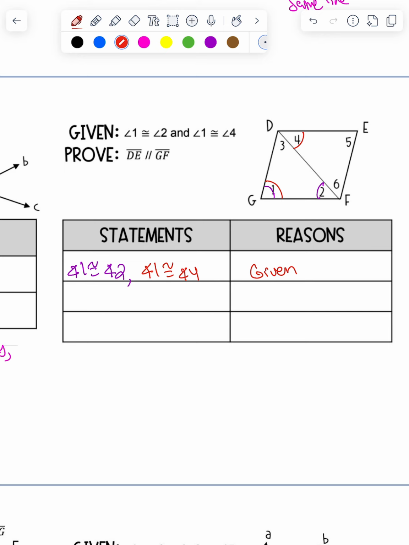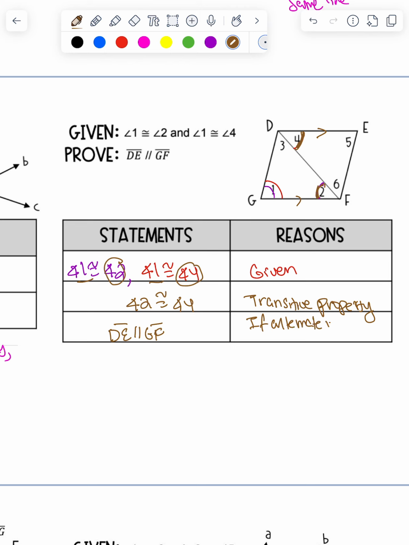So first, if I know that angle 1 is congruent to angle 2, and angle 1 is also congruent to angle 4, since angle 4 and angle 2 are both congruent to angle 1, that means that angle 2 and angle 4 have to be congruent to each other. And that's the transitive property. If two things are congruent to the same third thing, then they have to be congruent to each other. So we have just shown that angle 2 is congruent to angle 4. And angle 2 and angle 4 are alternate interior angles. So that proves the lines are parallel, because if alternate interior angles are congruent, then lines are parallel.